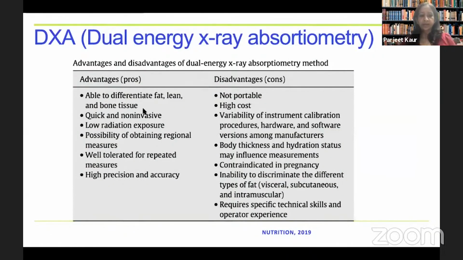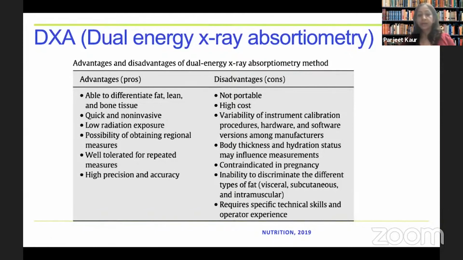Advantages are that, as I just discussed, it is able to differentiate fat, lean, and bone tissue. It's quick, very quick. It's non-invasive, with very low radiation exposure, it gives regional measures, and it is very well tolerated for repeated measures because of the low radiation and high precision and accuracy. Disadvantage, of course, it's not portable. So that's the major disadvantage. You can't use it in field studies.